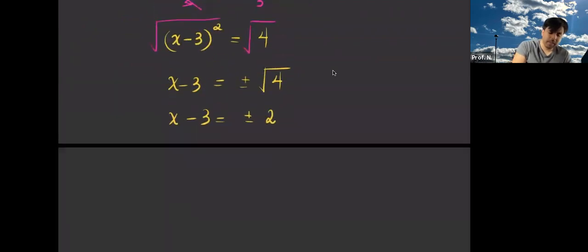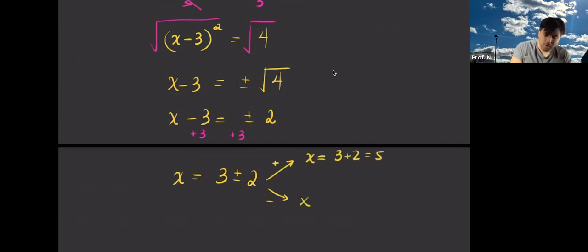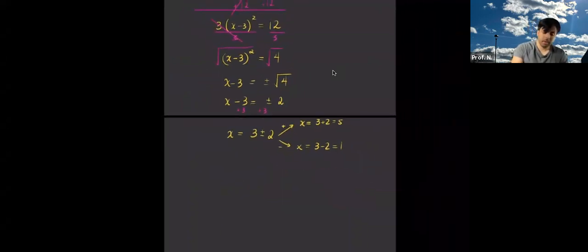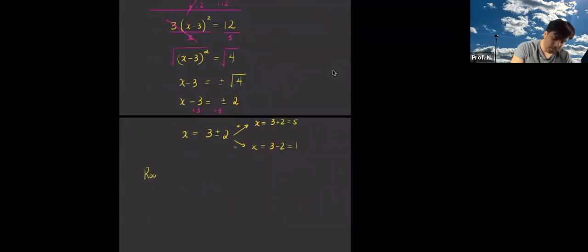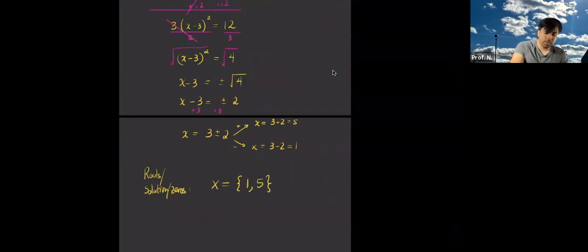What am I looking for? I'm looking for x. So I must add 3 on both sides. So x is equal to 3 plus or minus 2, which means I can either have the plus version or the minus version. I can have x equals 3 plus 2, which equals 5, or 3 minus 2, which equals 1. So all in all, the roots, the solution, or the zeros of my equation is x equals, curly braces, either 1 or 5.